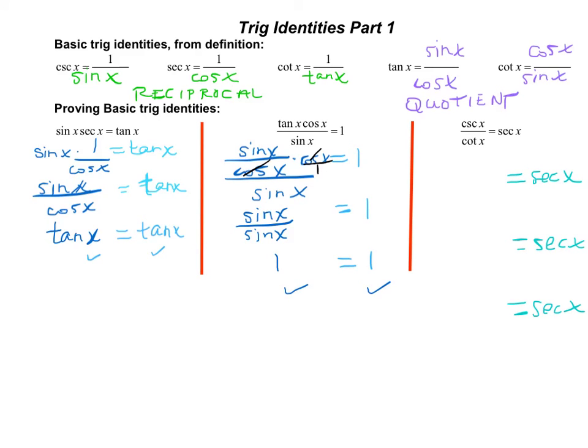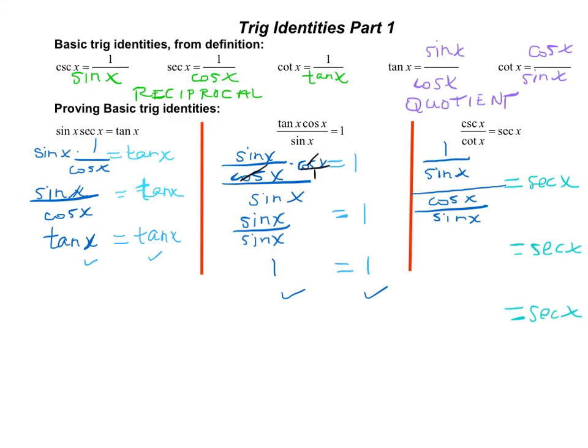Now on the left hand side, I have cosecant x over cotangent x. Well, cosecant x is 1 over sine x. And in the denominator, cotangent x is cosine x over sine x. If you remember rules for dividing fractions, we actually multiply by the reciprocal. So I can rewrite this as 1 over sine x times sine x over cosine x, which is the reciprocal of cosine x over sine x.